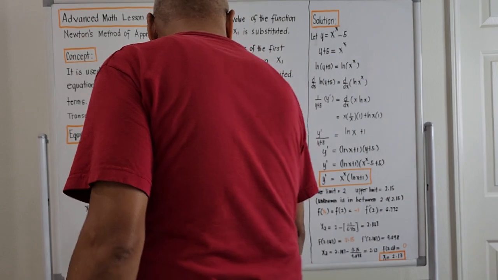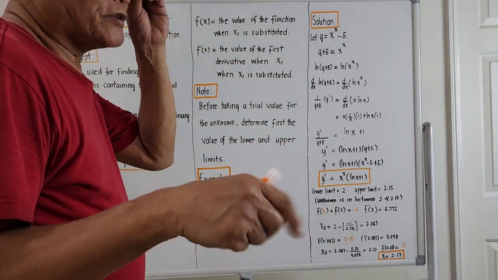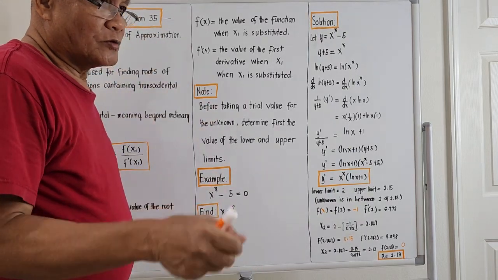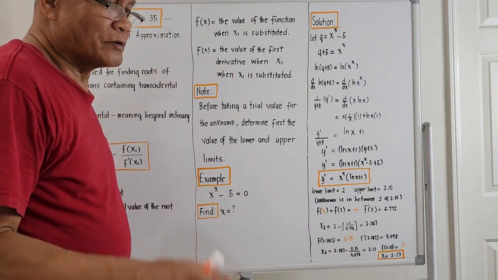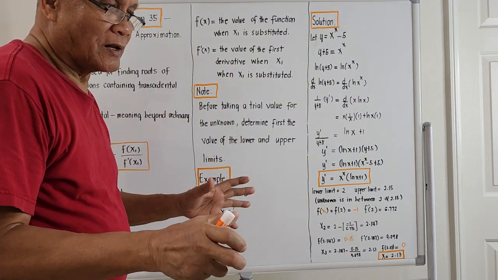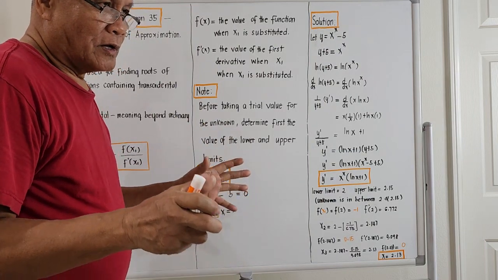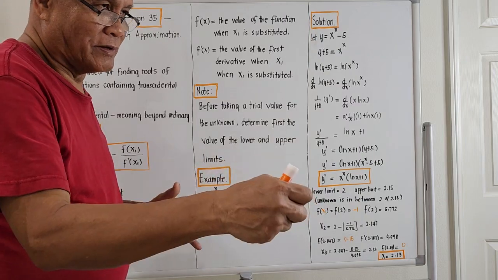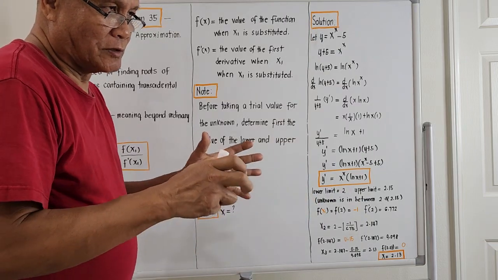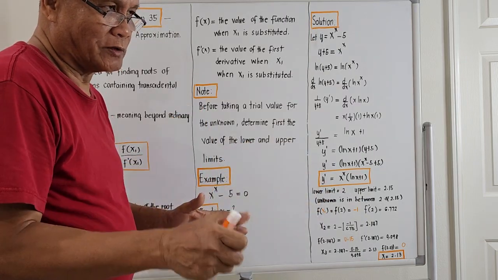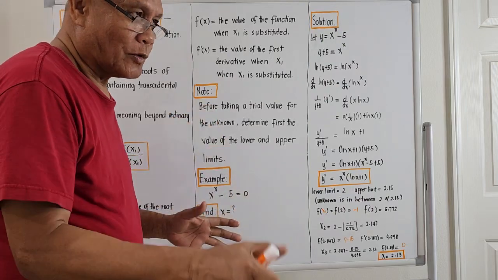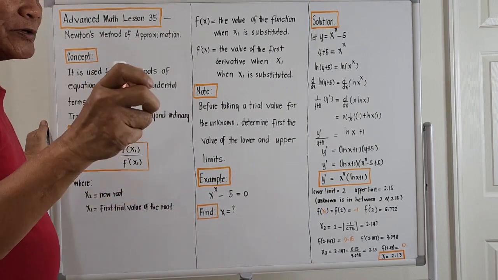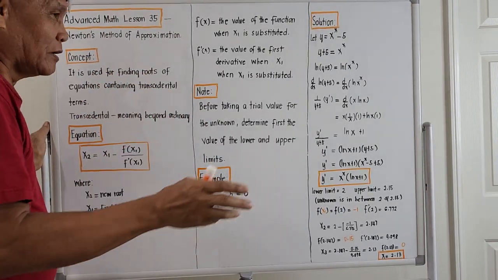So my new topic on my long form video, and it's still under advanced mathematics, is Newton's method of approximation of solving the roots of transcendental equations. Transcendental meaning equations beyond ordinary. Okay, it's more complicated than the ordinary one. That's why we call it transcendental equations. Okay, let's bring out the concept of Newton's method of approximation.